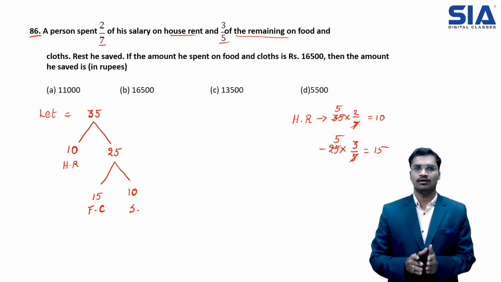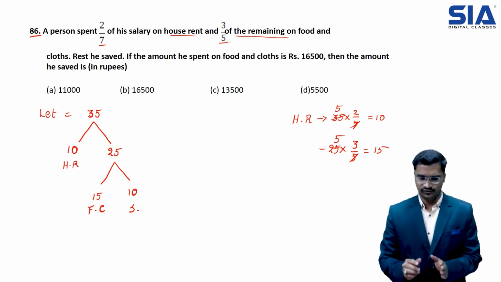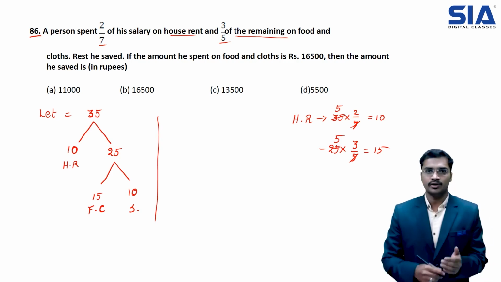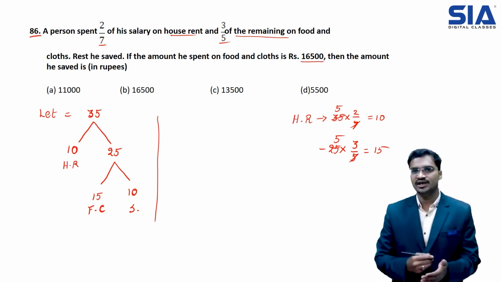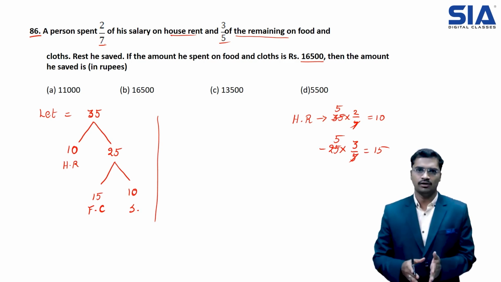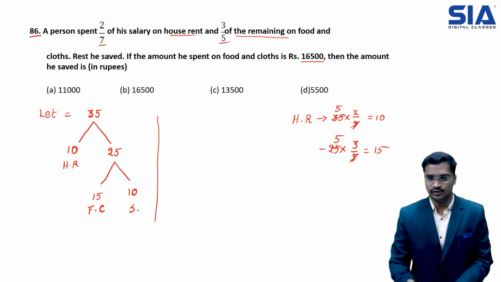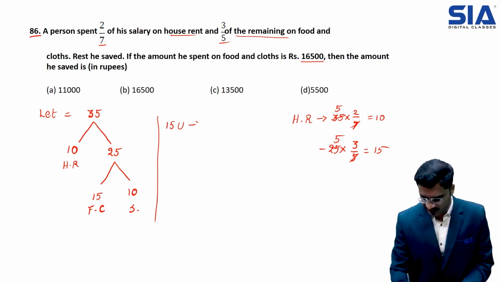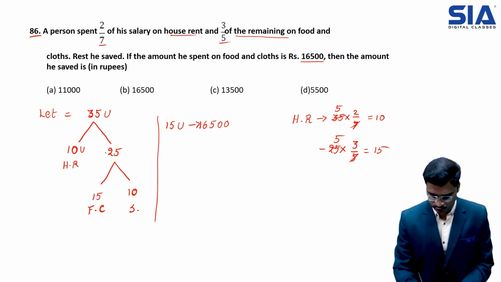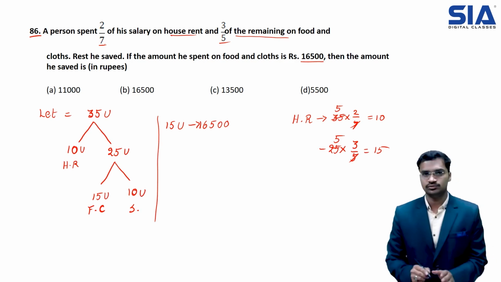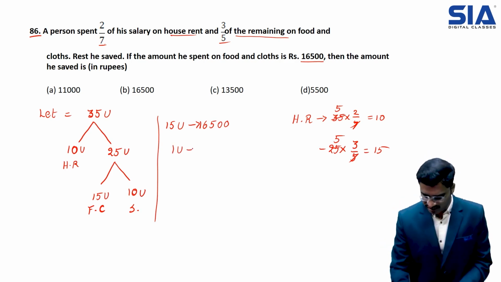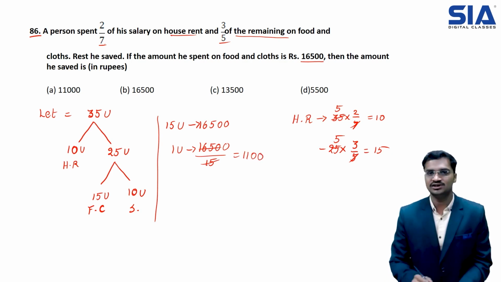If the amount spent on food and clothes is 16,500, so according to the question, 16,500 is spent on food and clothes. But according to our assumption, he has spent only 15 units. So 15 units is given as 16,500. Now 1 unit is nothing but 16,500 divided by 15, which is 1100.